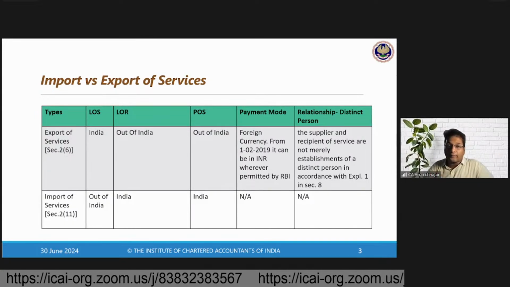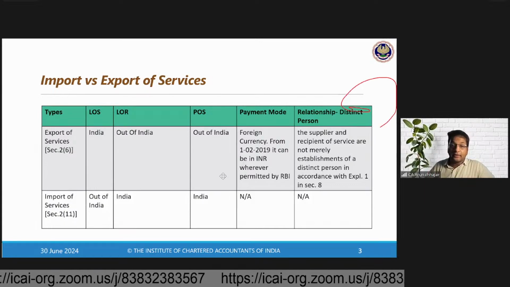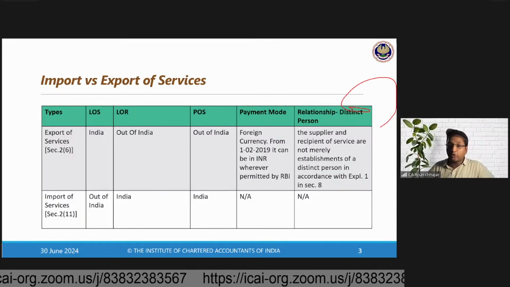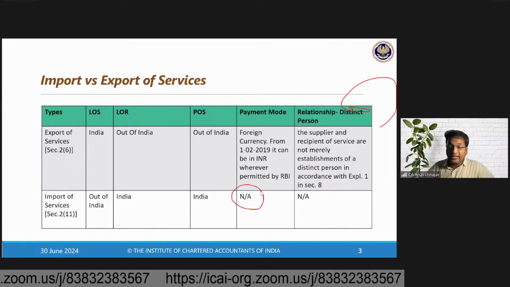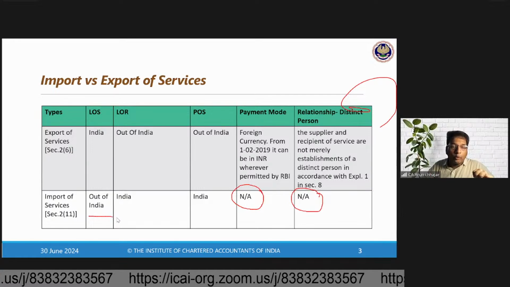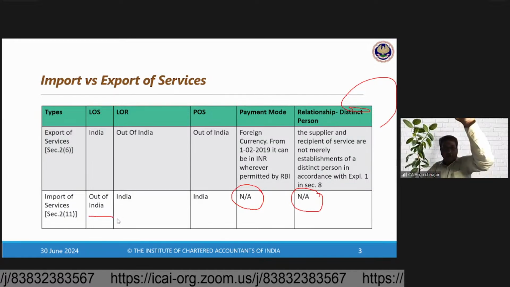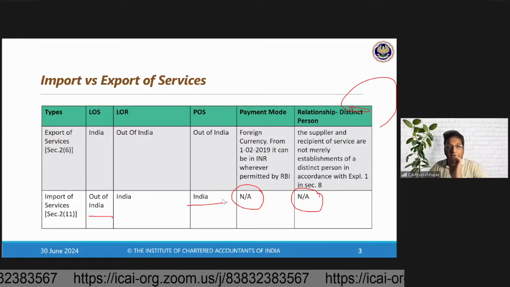But for import, there are only 3 conditions. Please note, with respect to payment, there is no condition. With respect to relationship, there is no condition. For import, the supplier should be located out of India, the recipient should be in India, and the place of supply should be India.